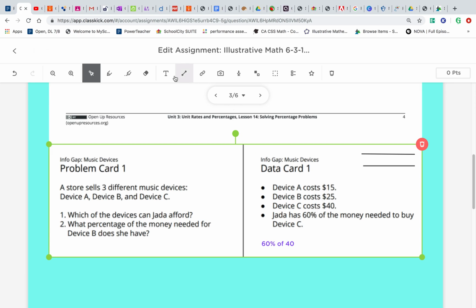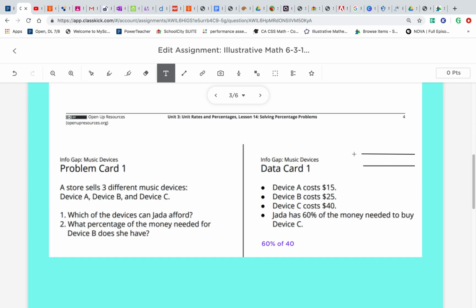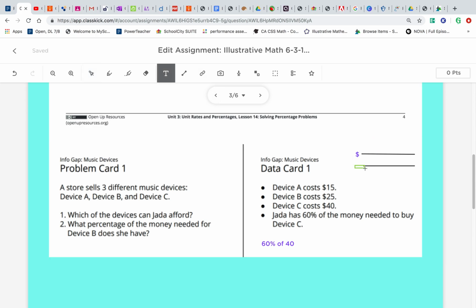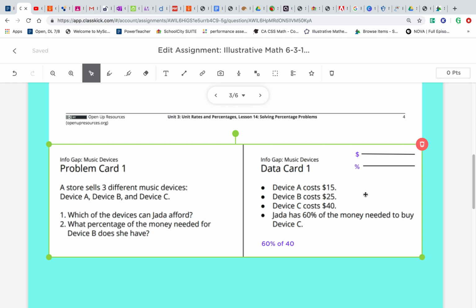Okay, so I need to go ahead and come in here and label each of these lines accordingly. So we'll have money for one of them, and then percents for the other one. And it doesn't matter which one you make money or which one you make percents. It's just important to keep all of the data that is related to money on the money line and all the data related to percents on the percent line. Okay, so let's see here what we're doing. She has 60% of 40.